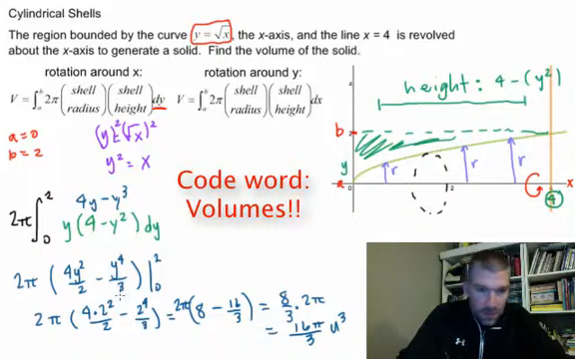Is that right? Let me make sure I did all my math right here. I feel like something's not right. 4 times 4 is 16 divided by 2 is 8. 2 to the 4th is 16 divided by 3. So 24 over 3 minus 16 over 3 is 8. Oh, there it is right there. I found it. This should be a 4.